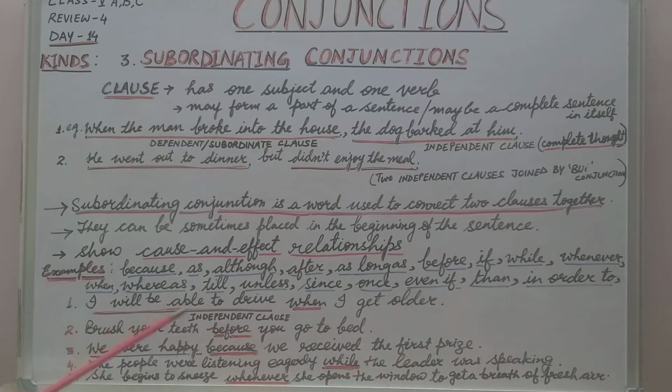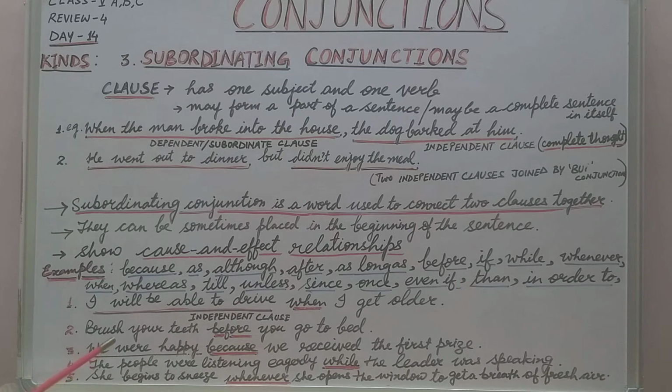First one, I will be able to drive when I get older. Now here, I will be able to drive. This is one complete sentence. When I get older. This is another sentence. So I will be able to drive. This doesn't need any help to complete the sense. So this is an independent clause. Whereas the other one, when I get older, this is dependent on the independent clause. So this is a dependent or subordinate clause and they are joined by the conjunction when. So when is a subordinating conjunction.